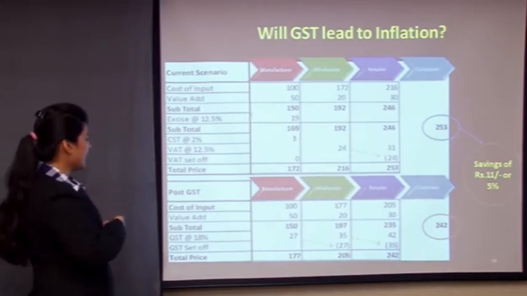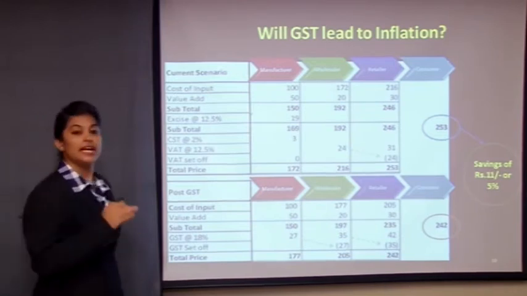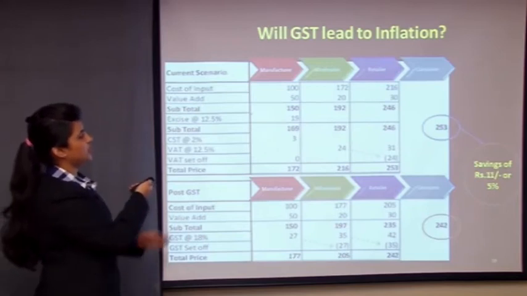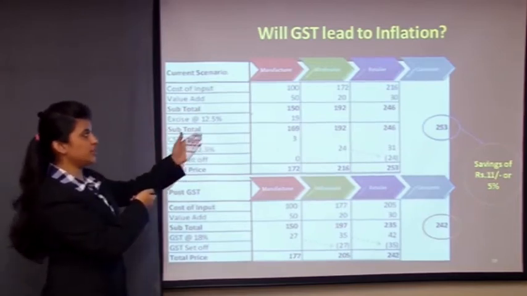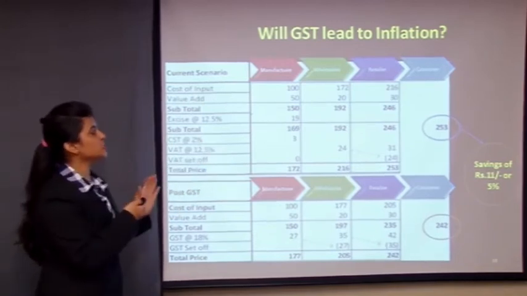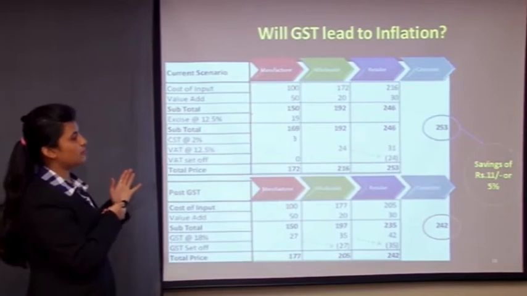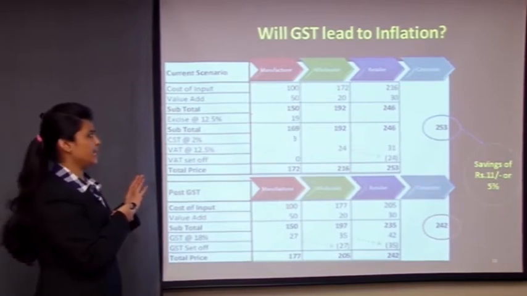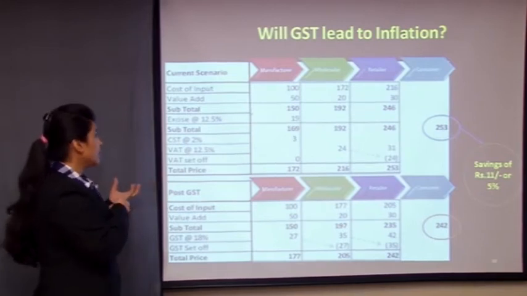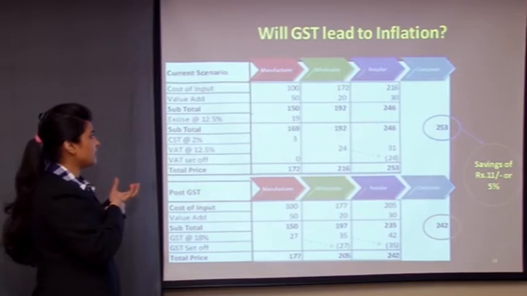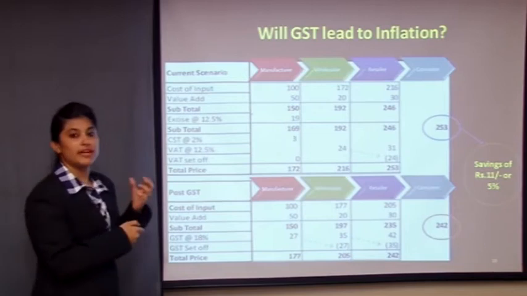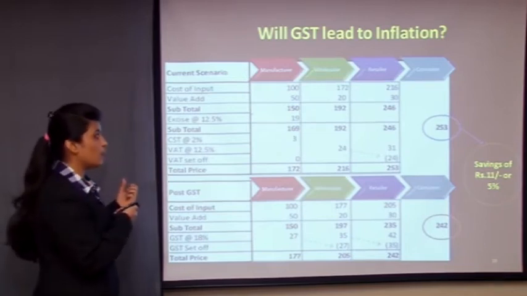The current scenario and the post-GST scenario, meaning after GST was levied. Now the current scenario, I'll show you. This is manufacturer, wholesaler, retailer and end consumer. Cost of input: the producer is manufacturing its goods for 100 rupees. After producing the goods at 100 rupees, a value of 50 rupees is added by the manufacturer. The total cost of its product is now 150.